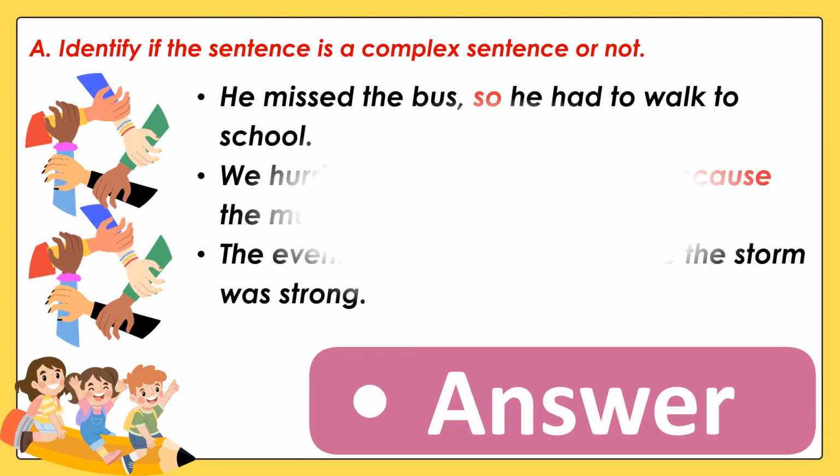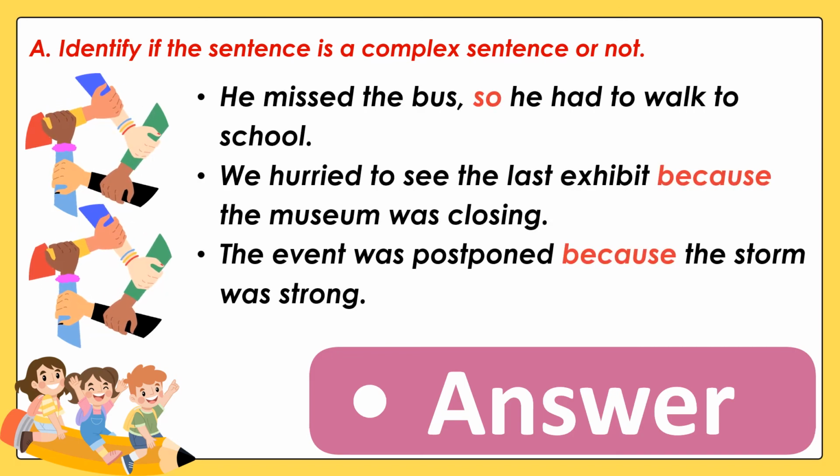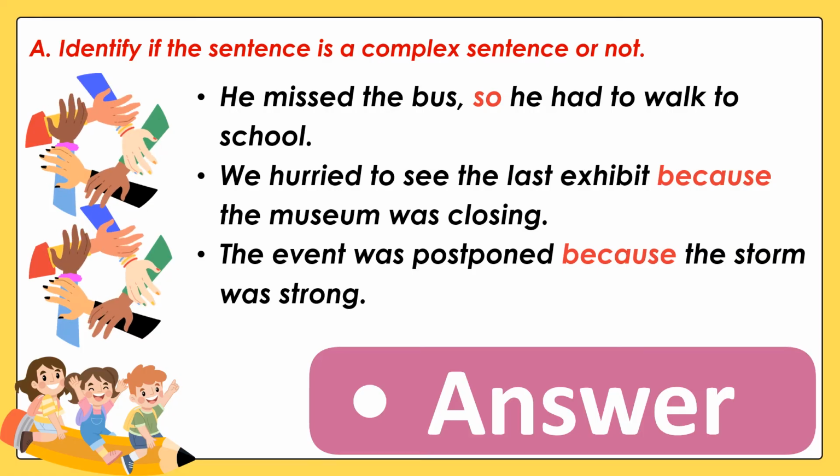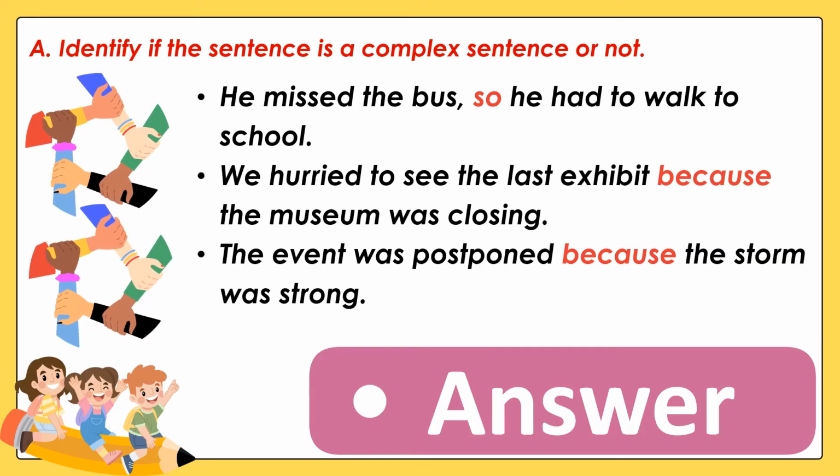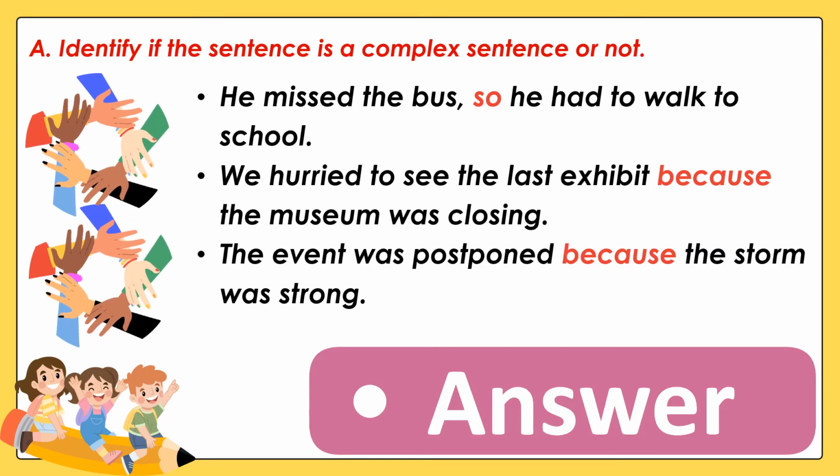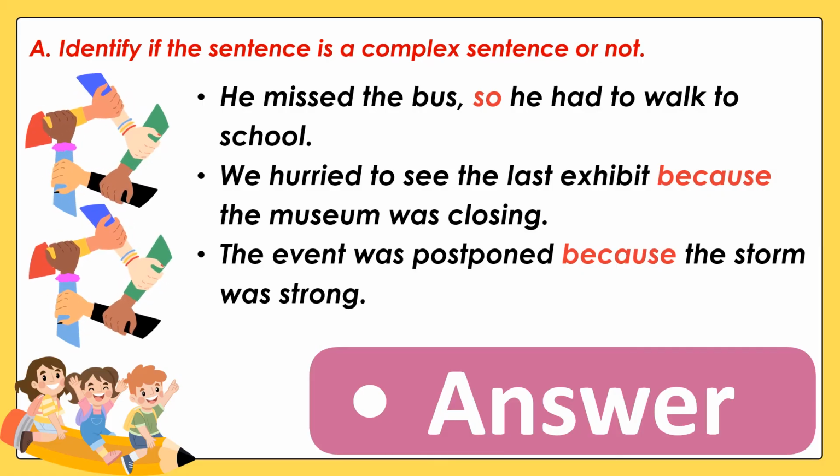Answers. He missed the bus, so he had to walk to school. Number 2, we hurried to see the last exhibit because the museum was closing. Number 3, the event was postponed because the storm was strong.